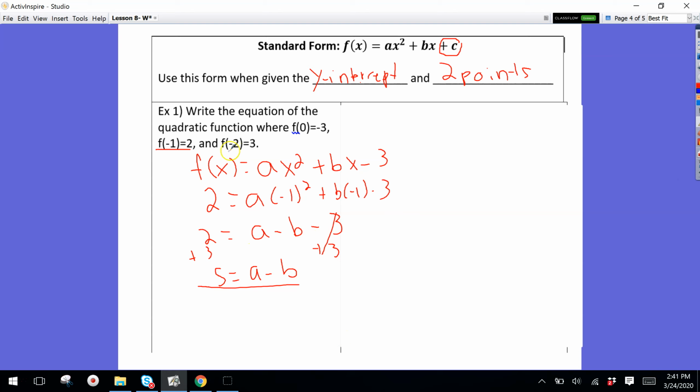So in this case, we're going to take this same equation right here, and we're going to put an output of 3, and everywhere we see an x, we're going to put a negative 2. So we're doing the same thing, but with my other point. So my output is 3, and we have here negative 2 where we put an x. So a parentheses negative 2 squared plus b times negative 2 minus 3. Let's go ahead and simplify this. Negative 2 squared is going to be 4a. b times negative 2 is minus 2b minus 3.